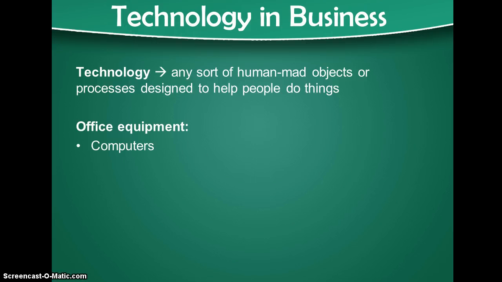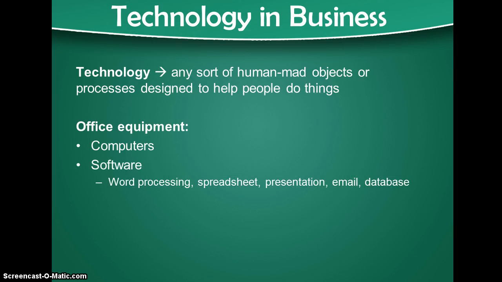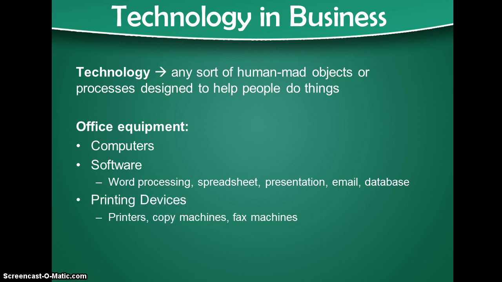So in the office space, it could be computers and software. Some of the top software types that you would have in an office would be word processing, like Microsoft Word, a spreadsheet program, Microsoft Excel, a presentation program, like PowerPoint, email, or a database. And a database would be like Microsoft Access. I don't know if you've had the opportunity to work with that at all, but those are some main software programs that most offices have.